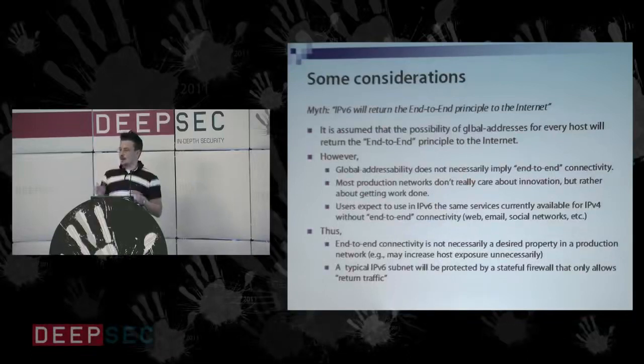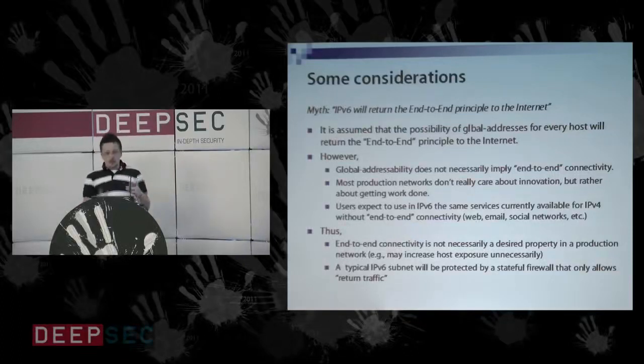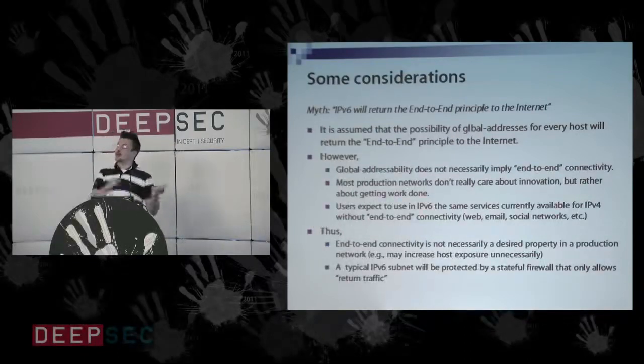Like, well, it's not only about addressing, about having more addresses, but also that with IPv6 we could actually simplify the network and get back to the end-to-end principle. However, from my perspective, that's not really going to be the case. Even when with IPv6 we have enough addresses to actually assign one global unicast address to every system that connects to the internet, I don't think that global addressability is going to imply global connectivity, global end-to-end connectivity.